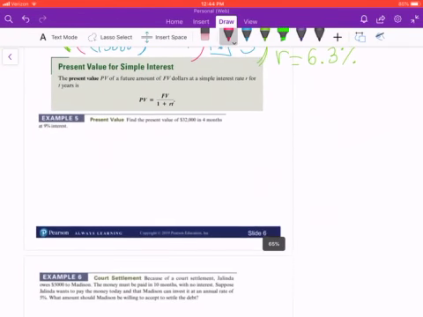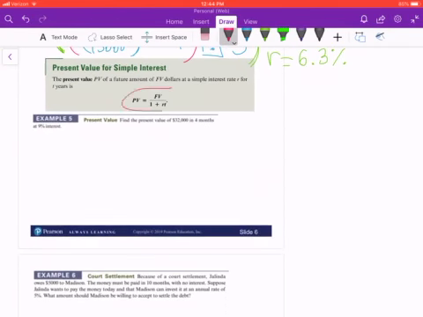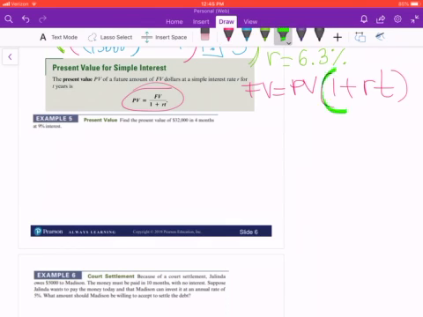Now we have another formula, but it's actually just a variation of the same formula that we've been using to find the future value. And so that formula starts like this. Future value is equal to the present value times 1 plus R over T. Now, if you consider what everything inside the parentheses is doing to the present value, you know it's multiplying.